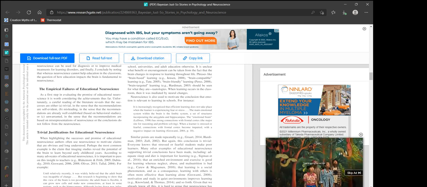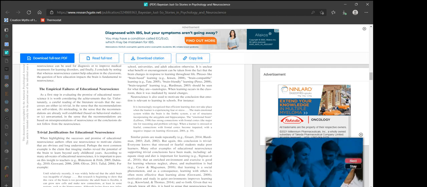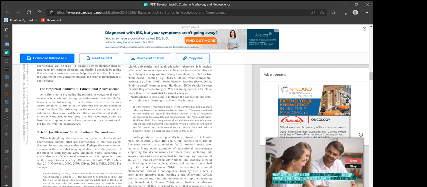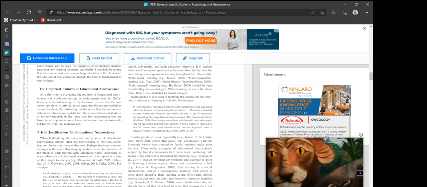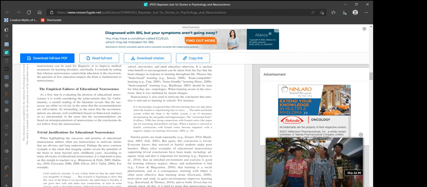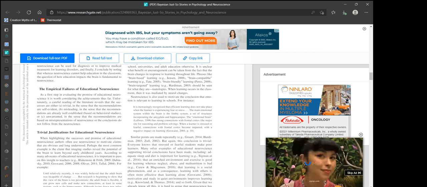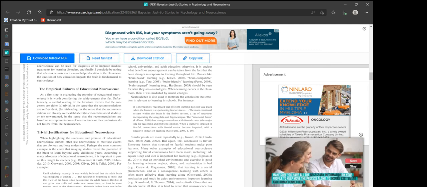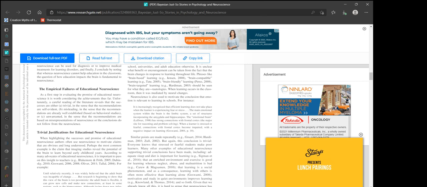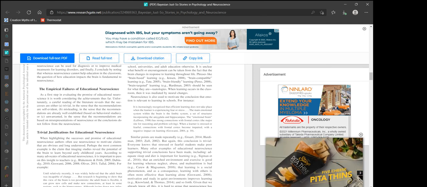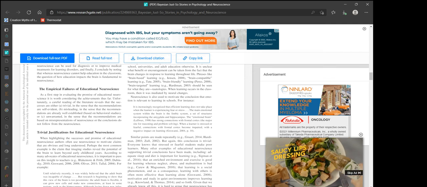The empirical failures of educational neuroscience. As a first step in evaluating the promise of educational neuroscience, it is worth considering the achievements thus far. Unfortunately, a careful reading of the literature reveals that the successes are either A, trivial, in the sense that the recommendations are self-evident, B, misleading, in the sense that the recommendations are already well established based on behavioral studies, or C, unwarranted, in the sense that the recommendations are based on misrepresentations of neuroscience or the conclusions do not follow from the neuroscience.